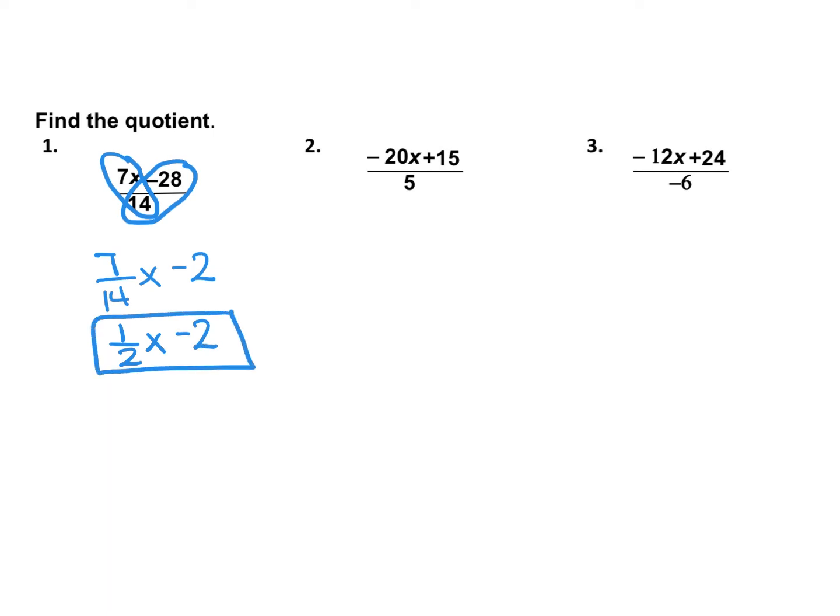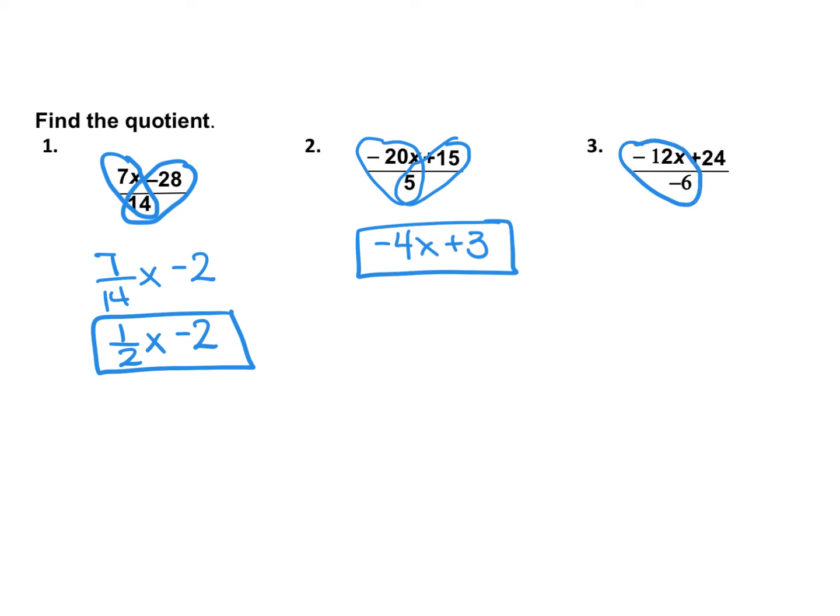All right, so again, for number 2, I have negative 20x divided by 5, so we're going to come right here. So negative 20x divided by 5 is negative 4x. We have 15 divided by 5 is 3, and because it's a positive 3, I'll end up with a plus. And then our last one here, we're going to divide again. Negative 12x divided by 6 is negative 2x.